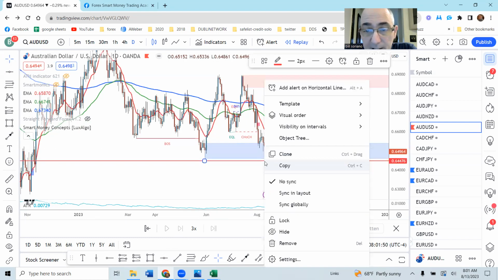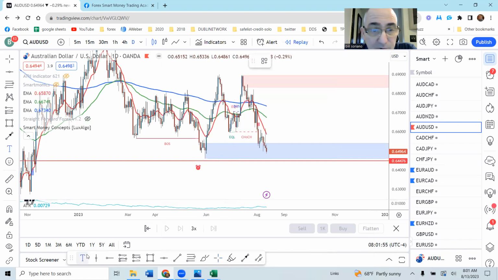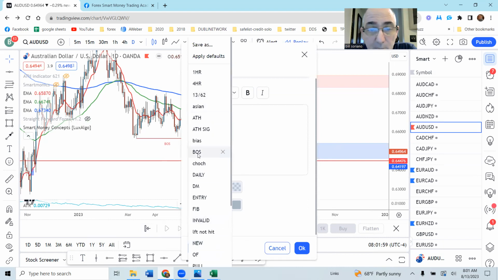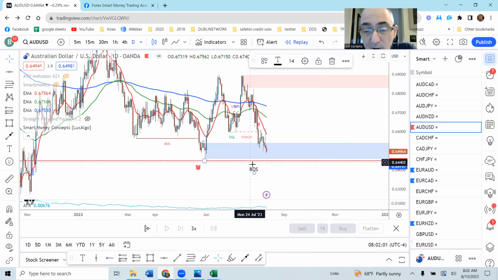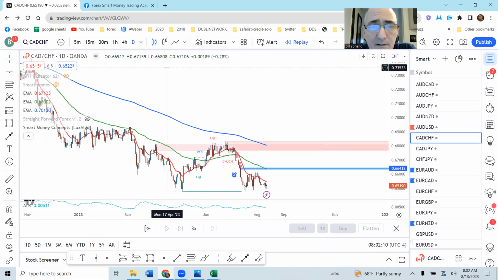So we're going to put an alert down here. These are just break of structure alerts, right? I'll usually put a red line right here, break of structure, so that when that alert goes off and I come to this chart, I know whenever it's a red line that it's a break of structure alert. Now we're getting into the CAD pairs here.